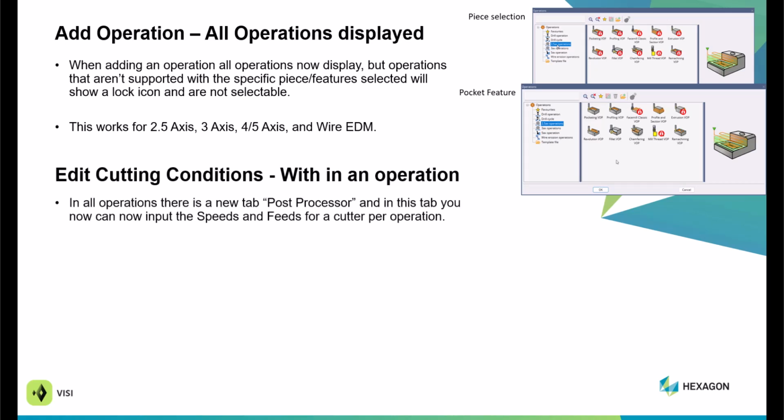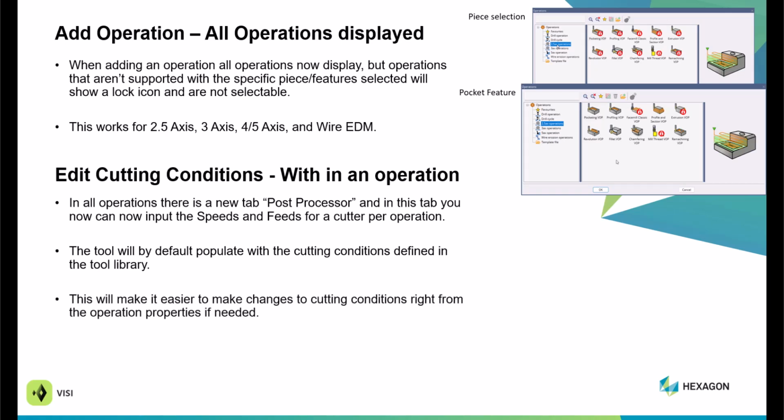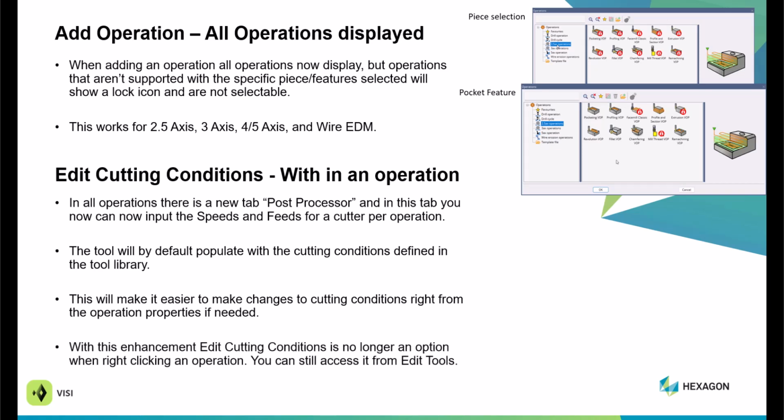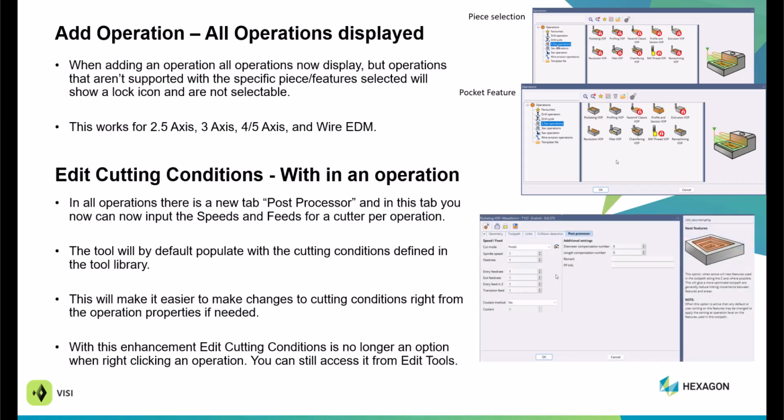Within edit cutting conditions within an operation, you now have a new tab for post-processor. Per operation, this is where you're going to update your speeds and feeds. This is also where you can set the tool default parameters as well, and the defaults will actually be uploaded from the tool library. This will make it easier to make changes for cutting conditions right in the operation properties. With this enhancement, it is no longer an option to do edit cutting conditions by right-clicking the operation. You still have access to this through the Edit Tools tab, however.